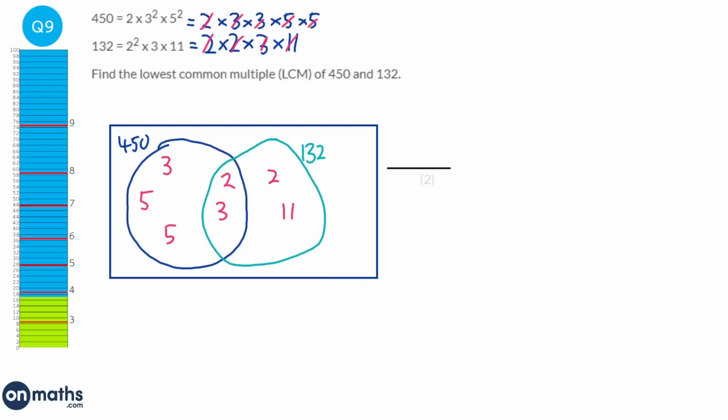Now to find the lowest common multiple, you just multiply all these numbers together, and that will give you the lowest common multiple. So we're going to do 3 times 5 times 5, which are the numbers on the left, times 2 times 3, which are the numbers in the middle, times 2 times 11. And when we do that, we get 9,900, and that's it. So our answer is 9,900.